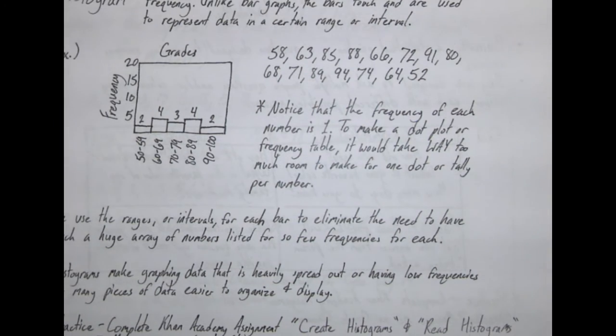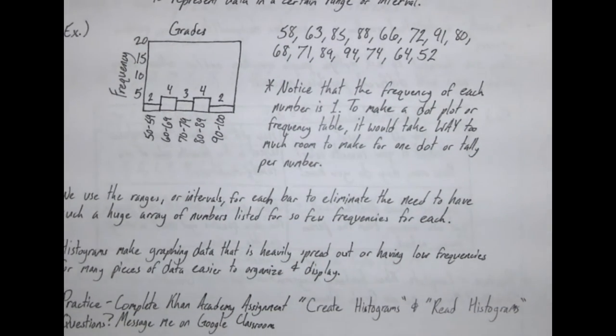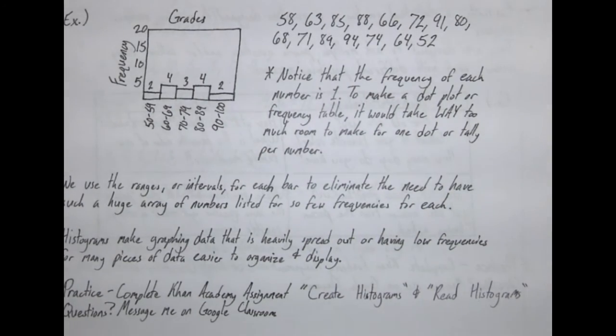Hopefully that is a pretty clear statement of how those work. I'll probably do another video that you guys can watch on how we create these. So let's go over some of the rules or important details. We use the ranges or intervals for each bar to eliminate the need to have such a huge array of numbers listed for so few frequencies for each. That's a fancy way of saying what I said earlier. If we only have 158, 163, and so on, that is going to be awful when creating that, so we use a histogram to make life simpler.